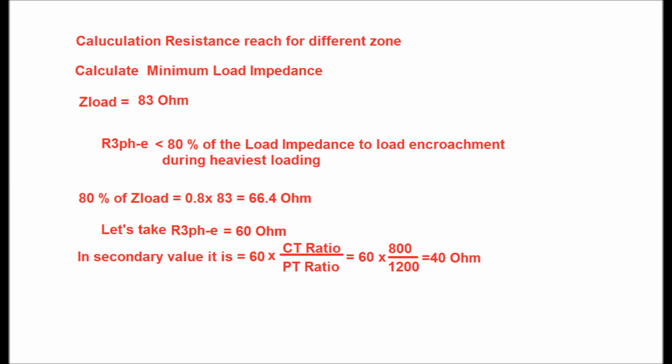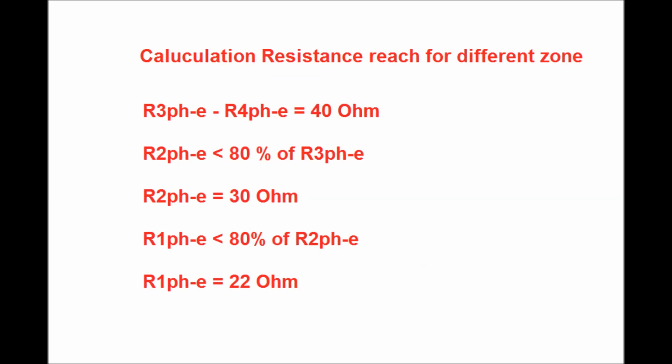In secondary we have to multiply it by CT ratio by PT ratio, that comes as 60 into 800 by 1200, which is equal to 40 ohm. That is the value of the earthy phase to earth for zone 3: 40 ohm. So for MICOM P442 relay or P44X relay, earthy phase to earth and R4 phase to earth are the same, equal to 40 ohm.